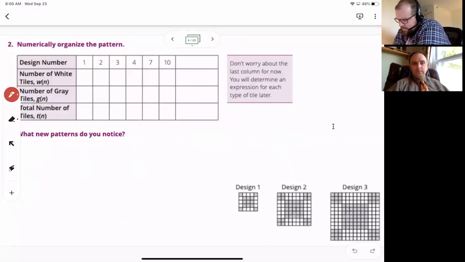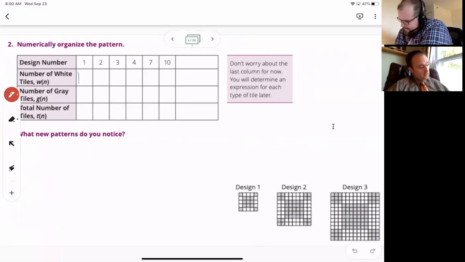All right, numerically organize the pattern. Hey, those are kind of some of the things that we looked at before. We didn't do the number of white tiles in any of our patterns that we noticed. We did, and I thought about it when you started talking about total, but then I didn't want to. But the first one says it's three sets of 4, so that's 12.